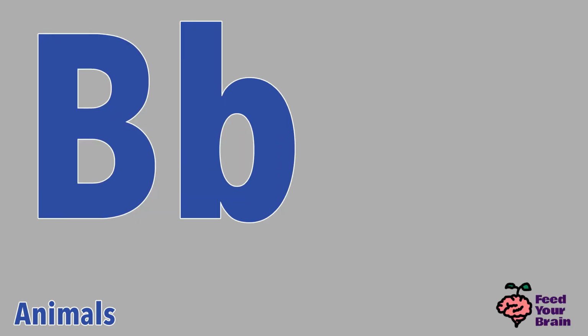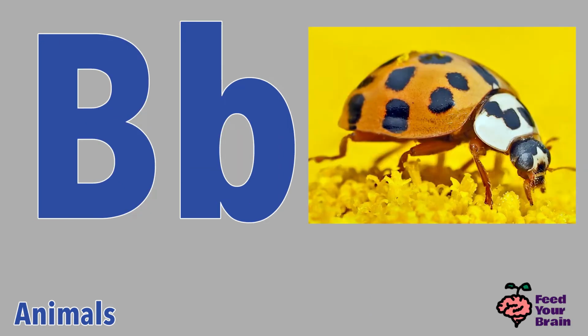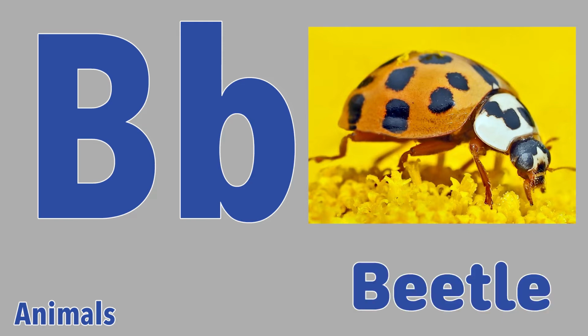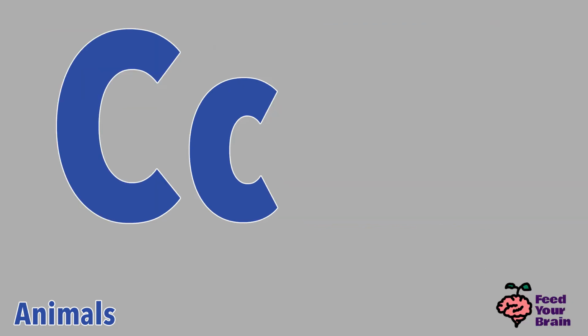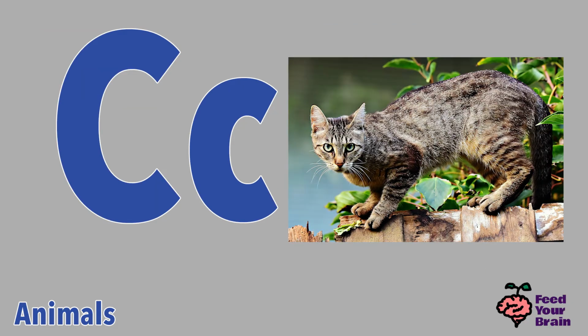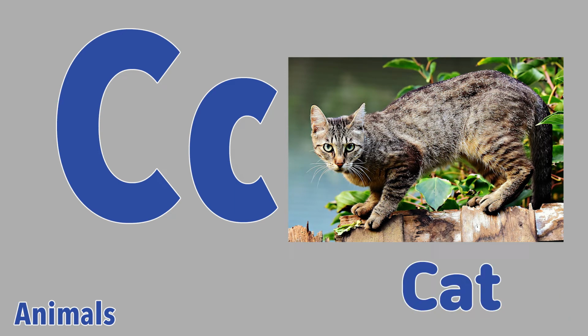This is the letter B. This animal begins with the letter B. This is a beetle. It is an insect, like the ant, and it is also in the family Animalia, so it's also an animal. This is the letter C. What animal is this? This is a cat, and it begins with the letter C, cat.